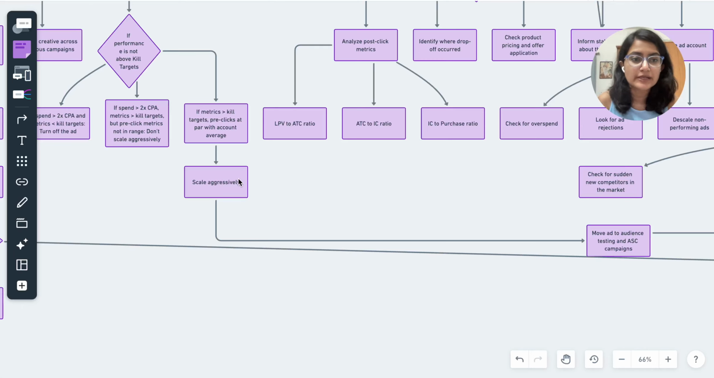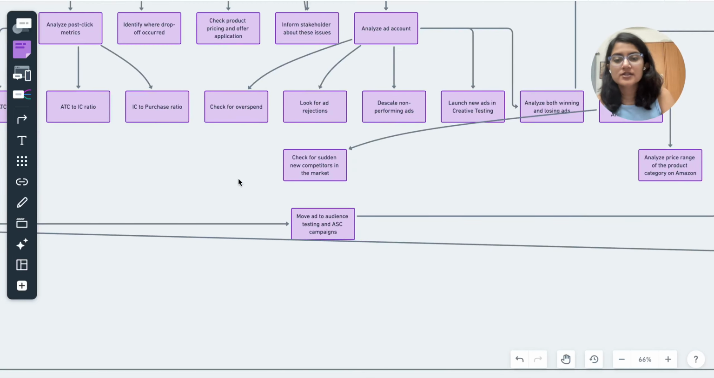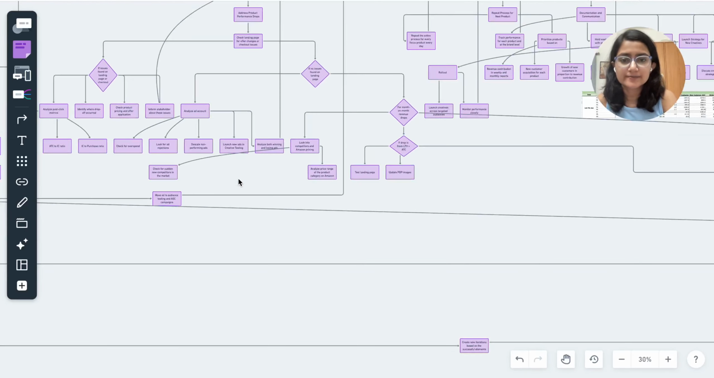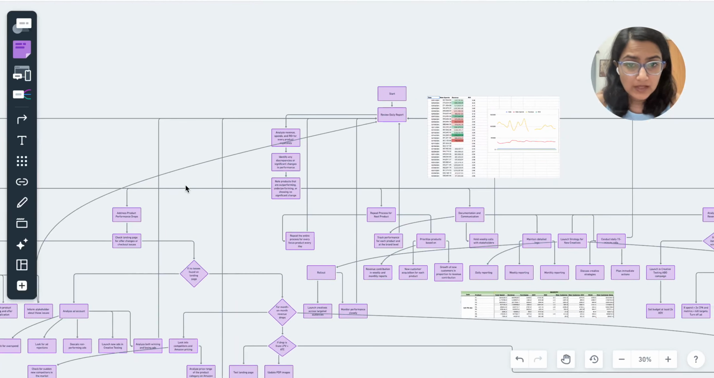One thing that we believe here is that creatives need not be scaled only in creative testing campaigns, but can also be moved to other campaigns. So if we have scaling campaigns separately, it does not mean that we'll scale only in the scaling campaign. From those metrics we'll be shifting it to audience testing campaigns and other campaigns, and based on that we will again review the daily report to understand how things have been going in the product.